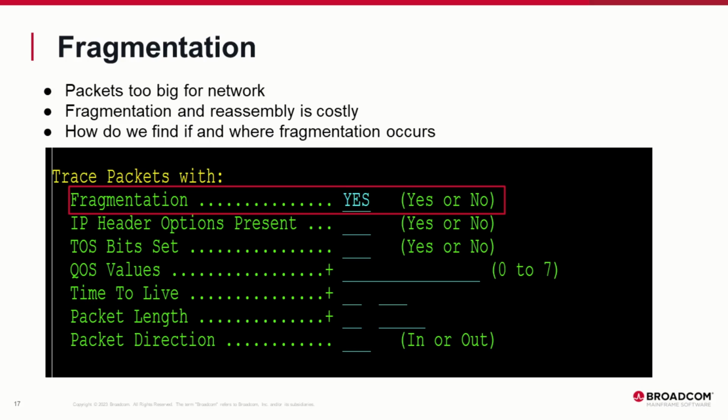So you might think it would be difficult to find these fragmented packets and figure out where they are, what connections they are getting fragmented on. But with SmartTrace, it's actually very easy, right? We just have a specific filter that you can specify, fragmentation, yes or no. And if you have that enabled, you will capture packets that have fragmentation in them, and we can investigate them further and see where they're coming from, where they're going to, to debug the applications that are having those problems, right?